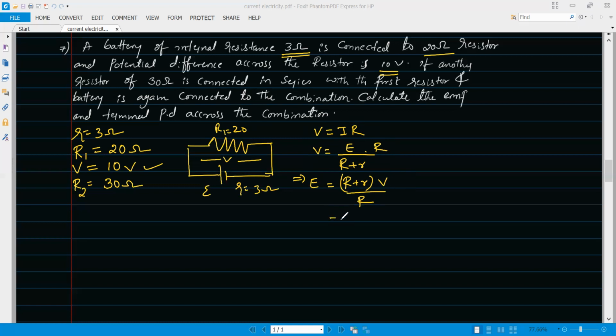So E is equal to, from this equation, R plus r into V divided by R. Calculating, R is 20 ohm plus 3, into 10 divided by capital R, which is 20. So this can be written as 23 into 10, which is 230 divided by 20. Cancelling this, it becomes 11.5 volt. The EMF of the cell is about 11.5 volt. So hope you got this. We found out the EMF.